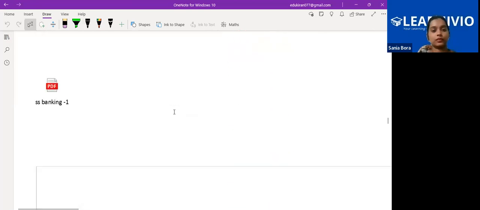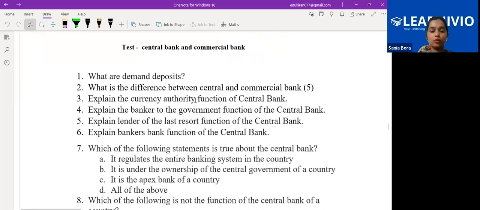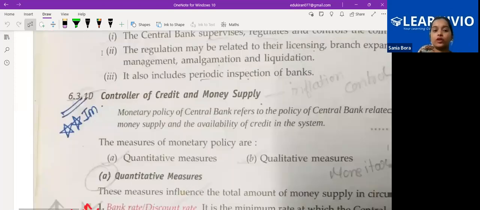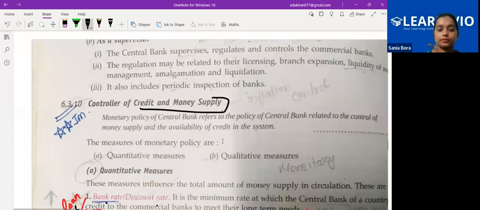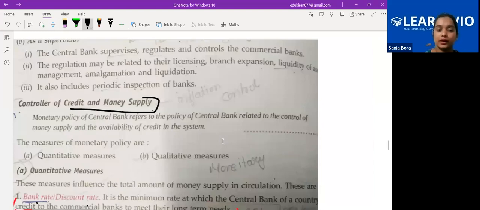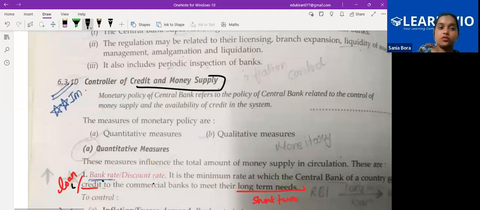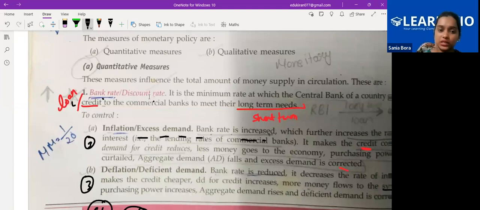Now, first of all, this one: controller of credit and money supply. You're going to read it from your notes first, then you will explain this topic to me today. First, read bank rate or discount rate. Explain what a bank rate and a discount rate are, and tell me when there is inflation, will you increase or decrease the bank rate, and when there is deflation, will you increase or decrease it.